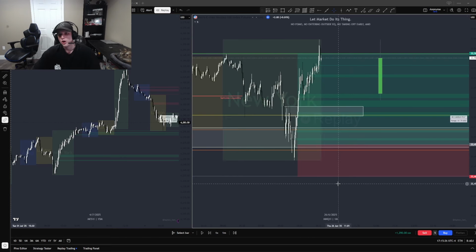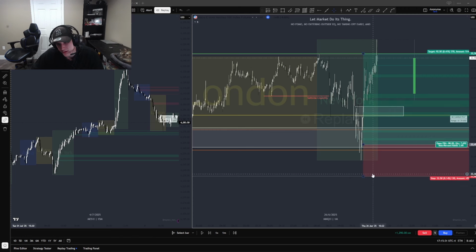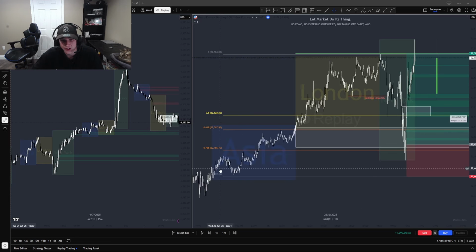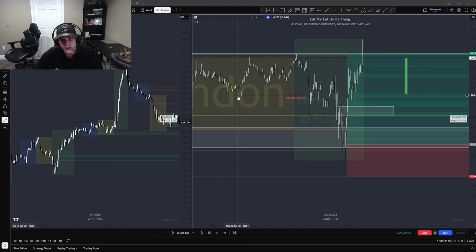Now, right there is a great model: accumulation, manipulation, distribution. As I came into the day, I've identified what we need to sweep. I identified which time I was looking for. I've identified my higher time frame PD array. I've identified the zone, which is OTE, where I would take a high probability setup. And I've identified that we were indeed accumulating in a London session.